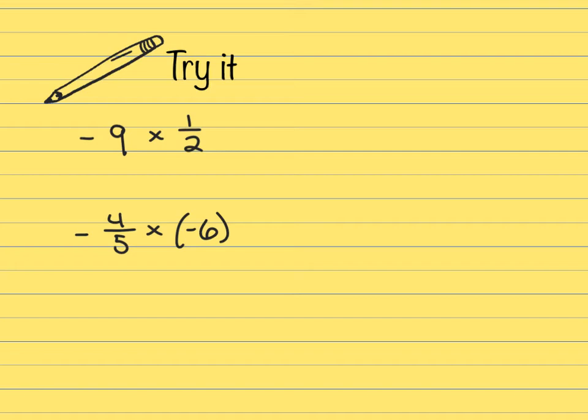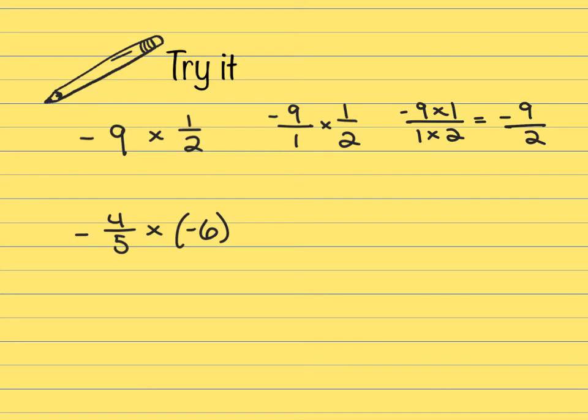Our first step is to change -9 to a fraction, -9/1 first. And we're multiplying by 1/2. We're going to multiply our numerators and multiply our denominators. -9 times 1 equals -9. And 1 times 2 equals 2.